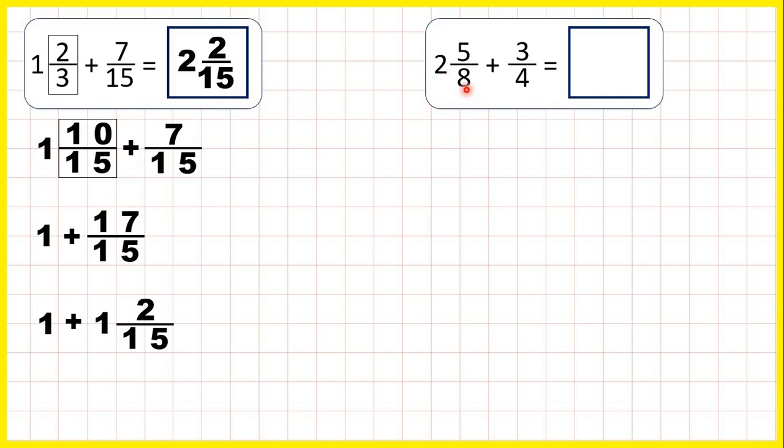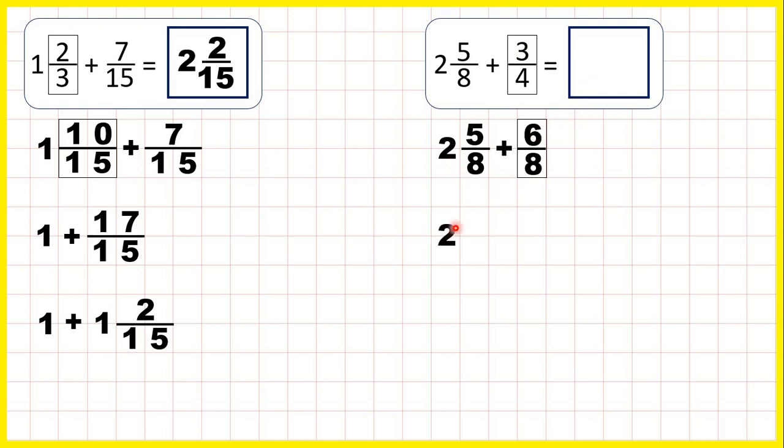Now 2 5/8 plus 3/4. Now 8 is in the 4 times table, so to get our denominators the same, we need an equivalent fraction to 3/4, which has a denominator of 8. So we can rewrite our question as 2 5/8 plus 6/8. We use multiplication to find equivalent fractions. 4 times 2 is 8, and 3 times 2 is 6.